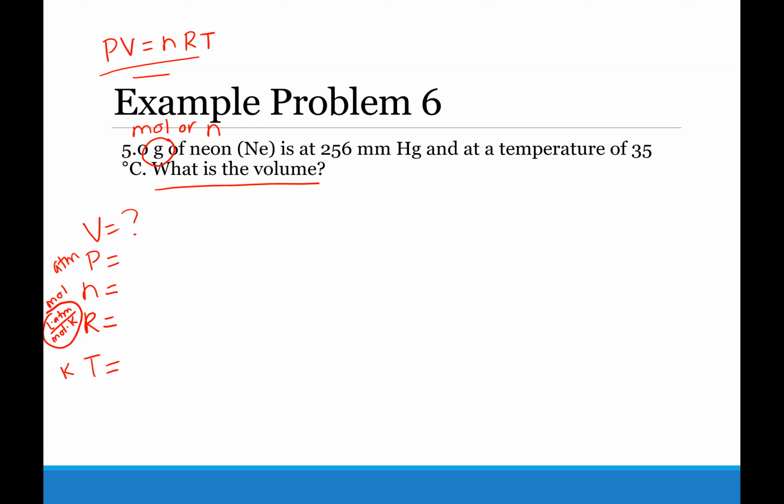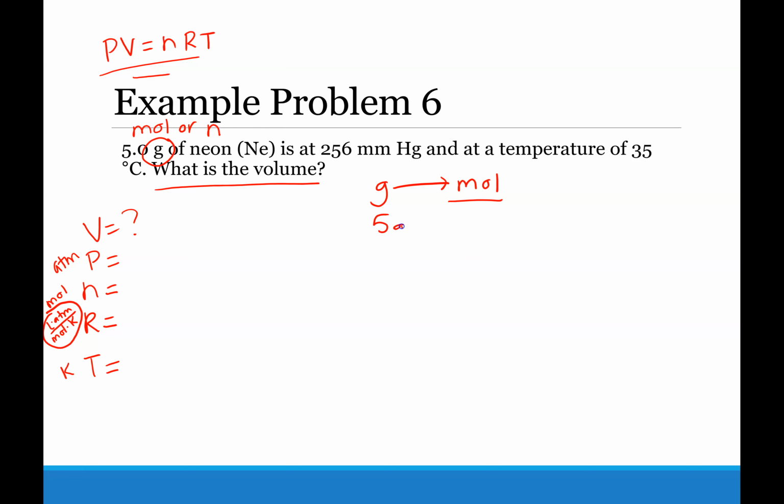So let's start where the problem tells us. We have 5 grams of neon, and we have to make sure that we make grams of neon go to moles of neon, and that is a one-step conversion because, remember, moles is treated like a base unit, and grams would be treated like something with a prefix would in the metric system. So if you're going from a base unit to something with a prefix, that would be a one-step conversion.